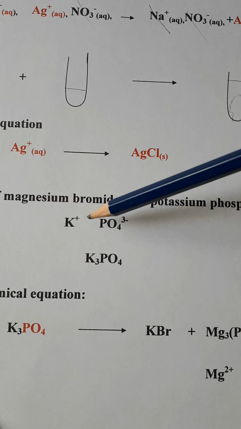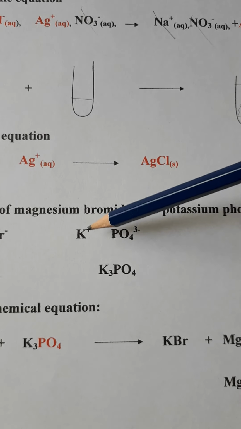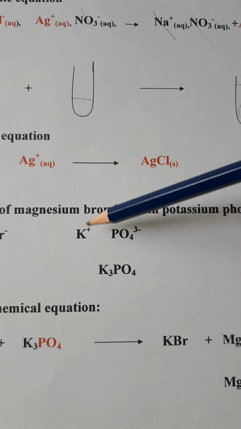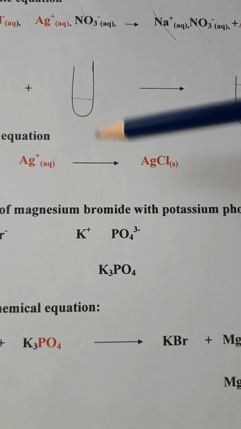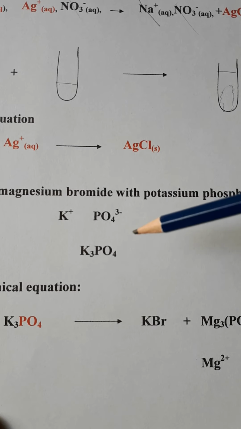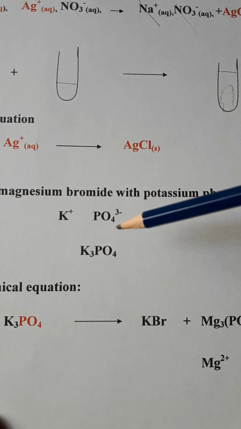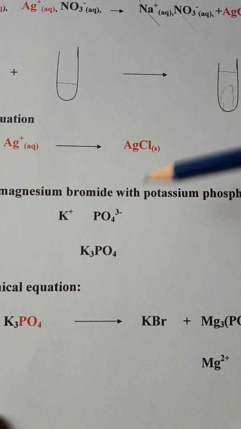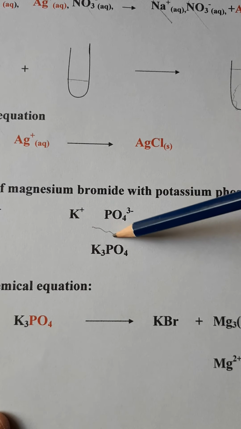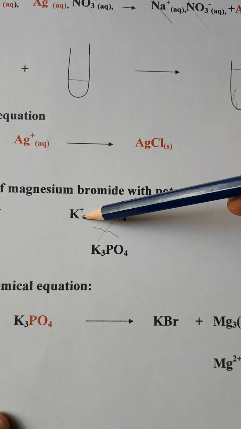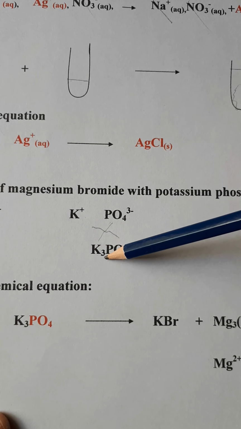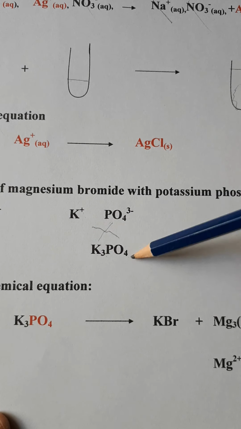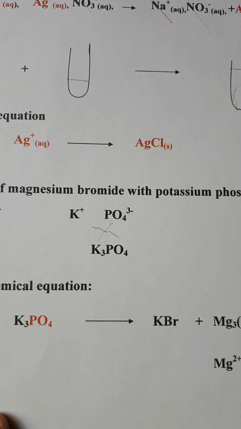Potassium phosphate. Group 1, K+. Plus 1 we don't write 1, we just write K+. Phosphate ion, we can remember phosphate ion from previous lessons. PO4, charge 3-. So let's do the crisscross rule. We write K here, PO4 here, charge 3 going there. Charge 1, we don't write 1, so it is K3PO4.